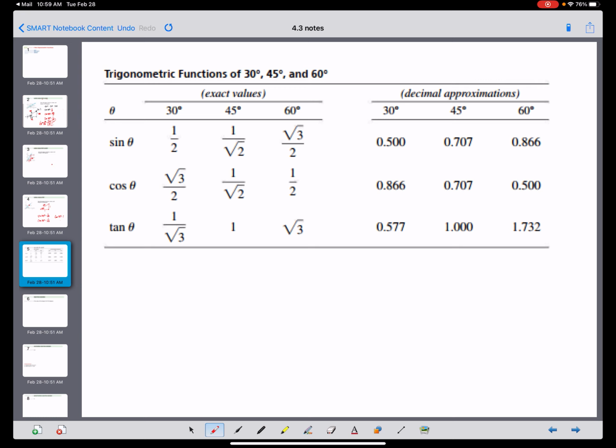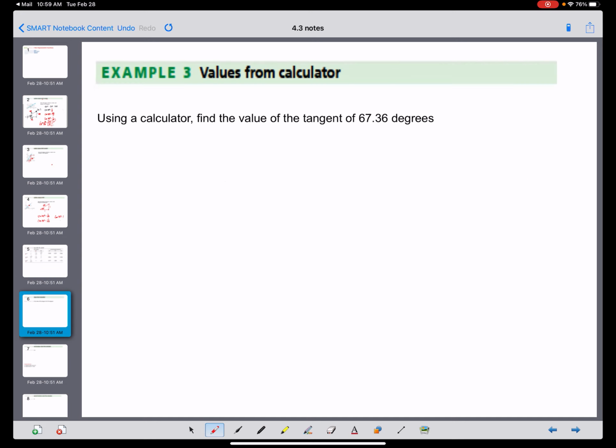Here, they're just going over this stuff. Sine, cosine, tangent, 30, 60. Those are the 30-degree increments. And then 45 degrees. All right, so let's see where else this is going.